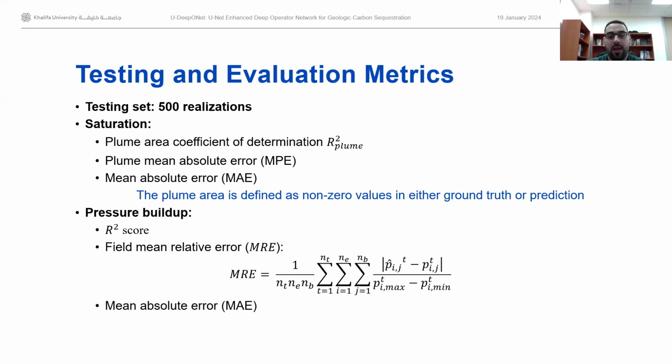As for the pressure buildup, we also use 3 metrics. We use the R square score. We use the field mean relative error, which is the mean absolute error between the reference solution and the predicted solution at each time step, normalized by the difference between the maximum and minimum pressure at that specific time step. We also use the mean absolute error.